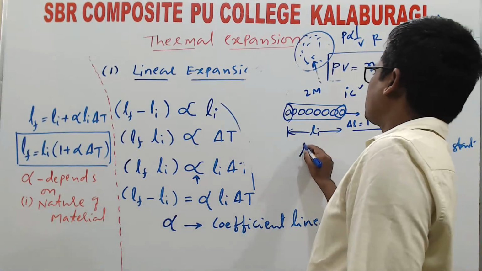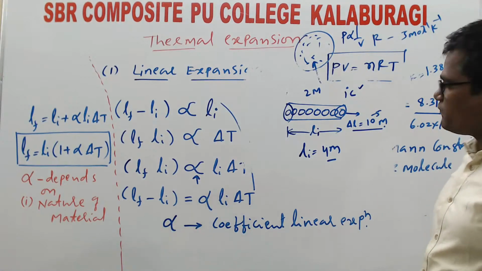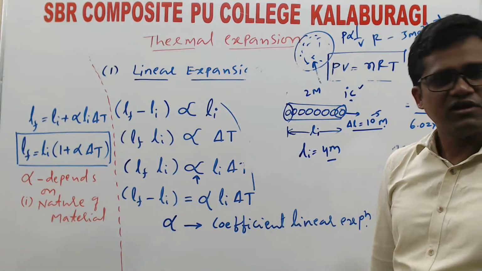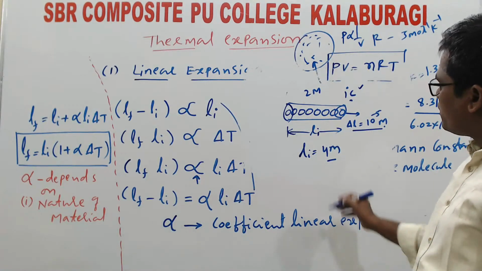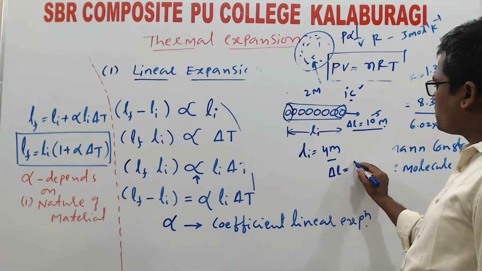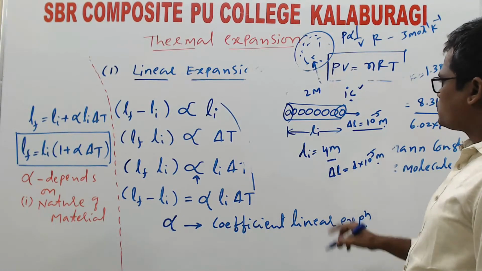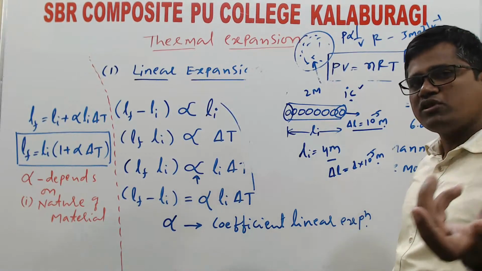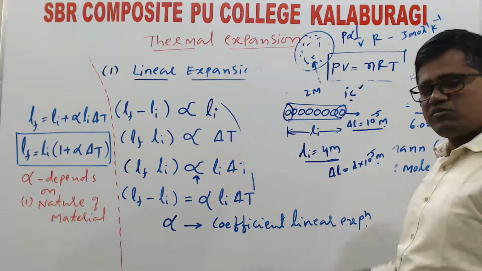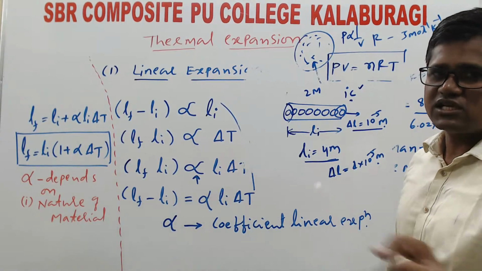if you take the initial length as 4 meters, and you increase the temperature by the same 1 degree only, it has been observed the increase in length will be more than this. It may be 2 into 10 to the power minus 5, just roughly. So the increase in length in the second case will be more than in the first case, as the initial length is more. Even for the same rise in temperature, the increase in length will be more where the initial length is more.